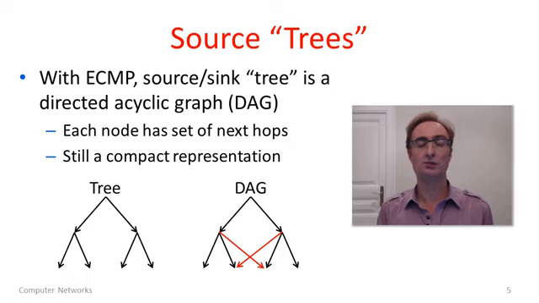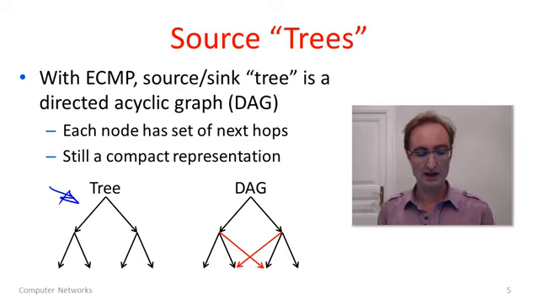Now, equal cost multipath, since it generalizes shortest path routing, actually changes our notion of a source tree and a sink tree. With ECMP, these source and sink trees are actually not trees anymore. They become a slightly more general structure called a DAG, which stands for a directed acyclic graph. Now, in a normal tree, we have a structure like this on the left, and you can see just a classic hierarchical tree there. To get to a particular destination, there's just one next hop.